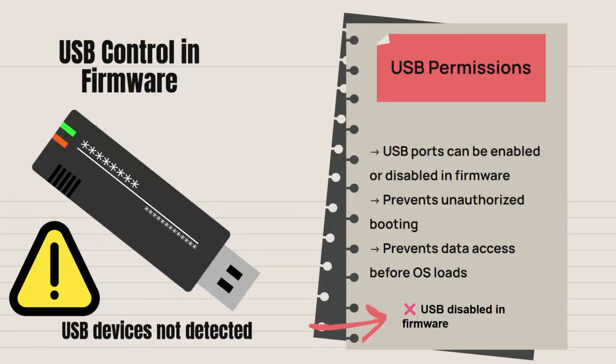Next is ensuring USB permissions. Firmware can enable or disable USB ports entirely. This is often used for security to prevent unauthorized booting or data access. If USB devices are not recognized before the OS loads, firmware USB permissions should be checked.